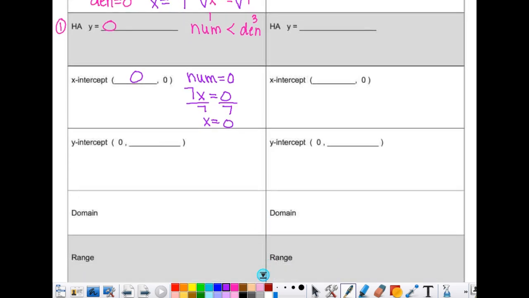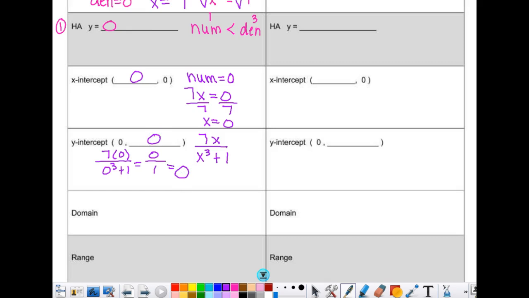Okay, y-intercept. So we have 7x over x to the third plus 1, right? So you plug in a 0 for every x. What's 7 times 0? 0 divided by, and then that's a 0 plus 1, 1, is what? 0. So our x-intercept and our y-intercept are at 0.